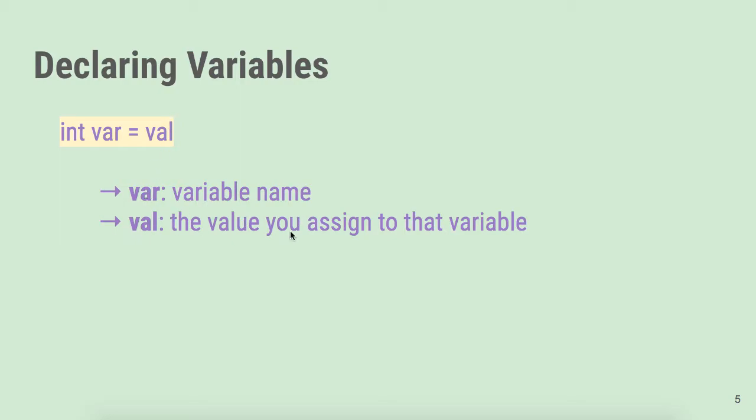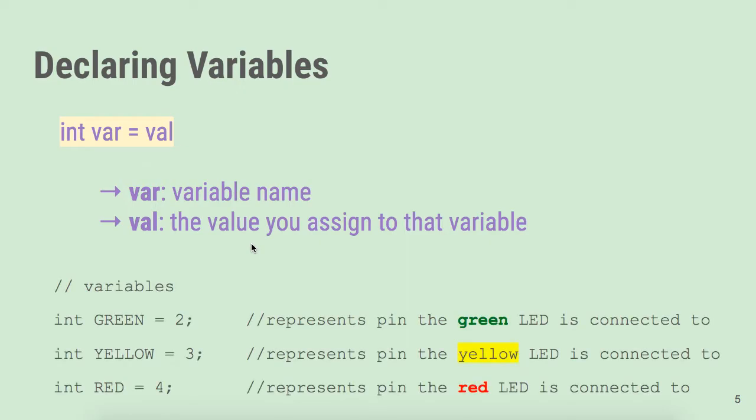So I let you know of that down here. So var is the variable name and val is the value you assign to that variable. It's really hard to understand this without using an example. So I have an example down here.